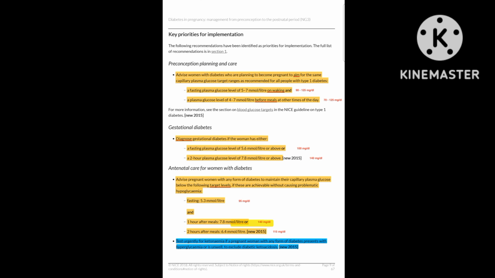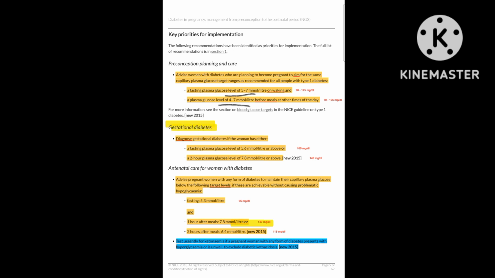These are the levels, and these are very important. These are different from gestational diabetes levels. So these levels are very important to remember. Fasting plasma glucose level of 5 to 7 millimole per liter, and a plasma glucose level of 4 to 7 millimole per liter before meals at other times of the day.